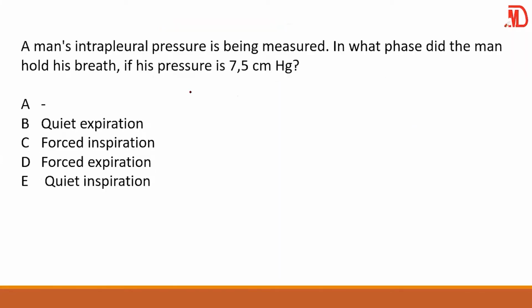I remember I said something about negative 20, negative 25, and stuff like that, if you can remember. So look at it. A man's intrapleural pressure is being measured. In what phase did the man hold his breath? They are saying his pressure is 7.5. I talked about it yesterday. For 7.5, we are thinking of quiet inspiration. So here we're looking for quiet inspiration.